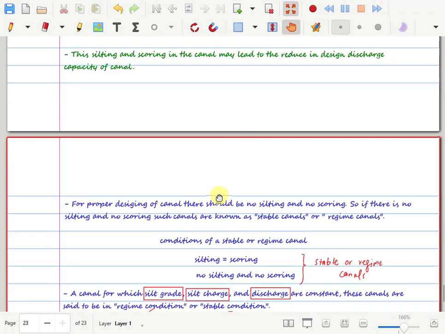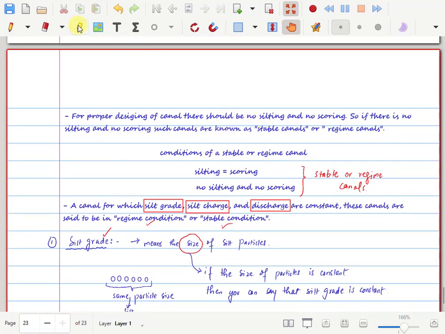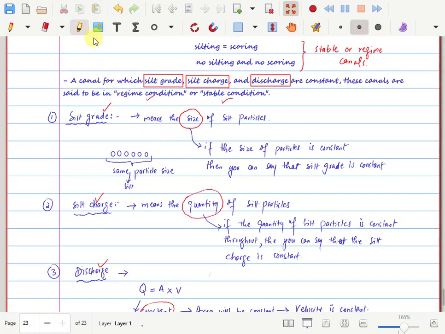So these were few important points we have discussed. And then we have discussed three important terms: silt grade, silt charge, and discharge. And we have also discussed what is a stable canal, what are the conditions of a regime canal or stable canal. Three important terms: silt grade, silt charge, and discharge.